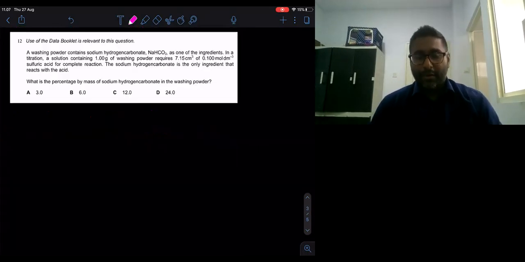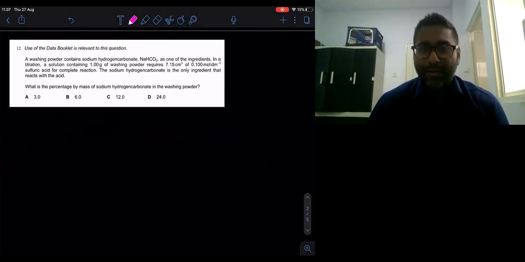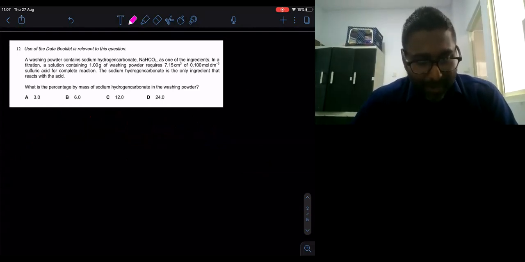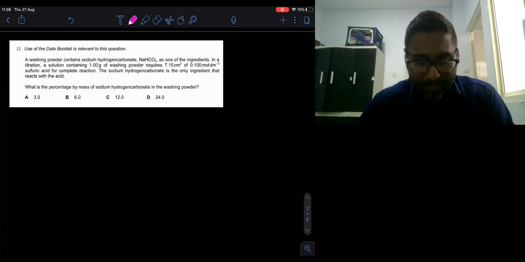We try to actually cover as many as possible, so that you can be clear about the question later. Now, a washing powder contains sodium hydrogen carbonate as one of the ingredients. During titration, they use 1 gram of washing powder, which requires a certain amount of sulfuric acid. That is the only one that will react with acid. What is the percentage by mass of sodium hydrogen carbonate in the washing powder?